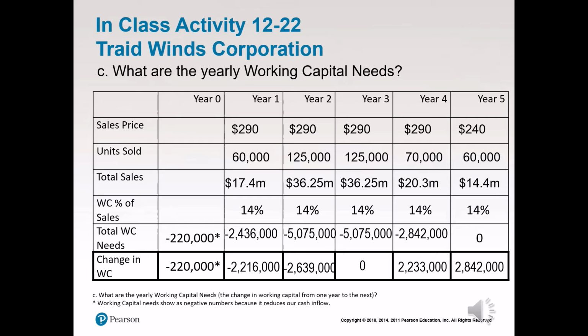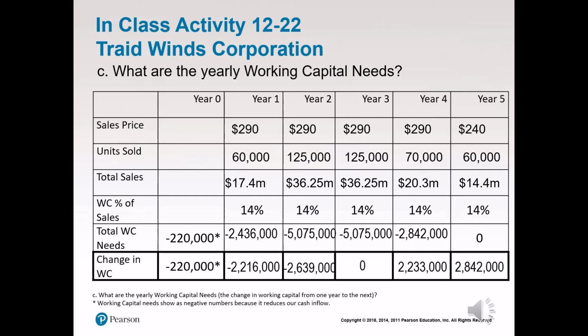Year 3 is an easy one. Because our sales haven't changed, 14% of that is needed in working capital, and that doesn't change either. Because we've already included $5,075,000 into our working capital at the end of year 2, we do not need any additional working capital for year 3.